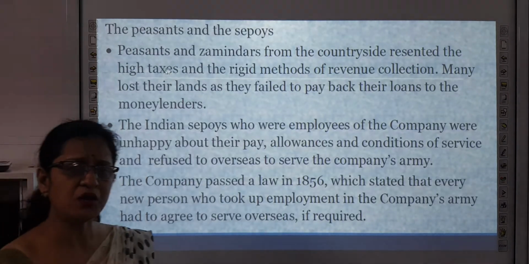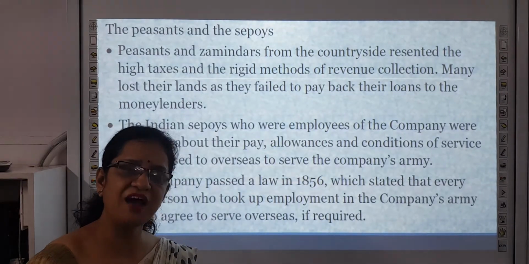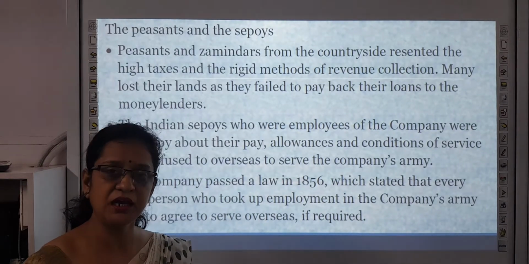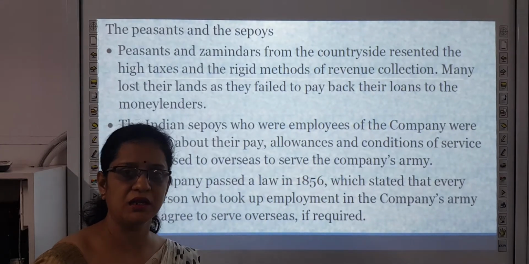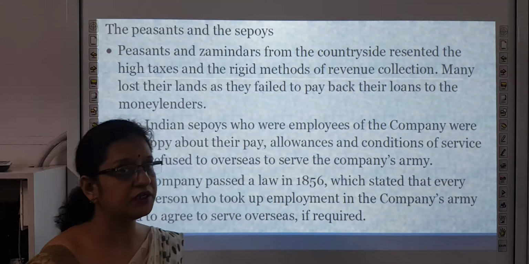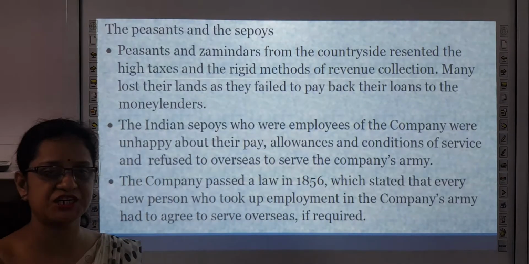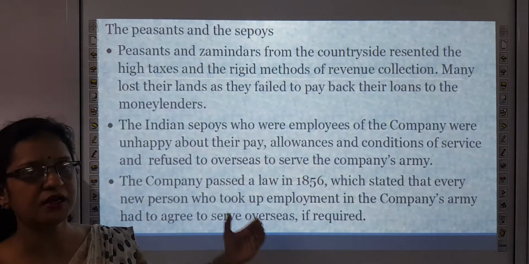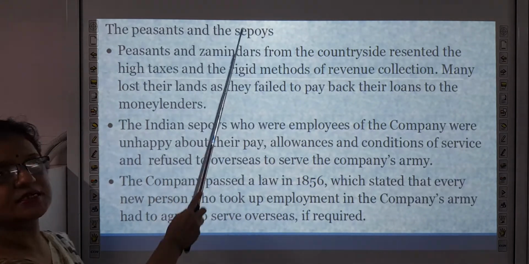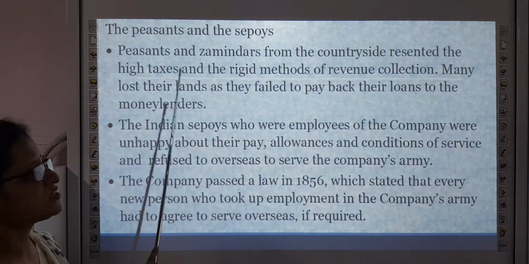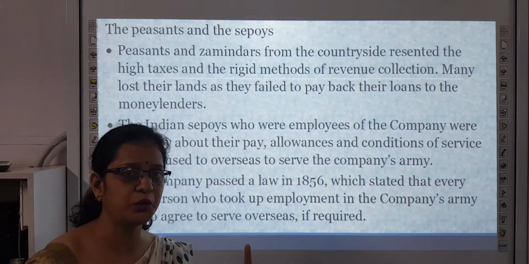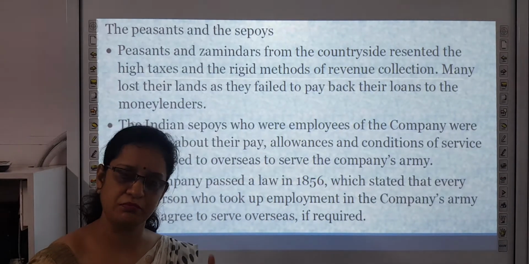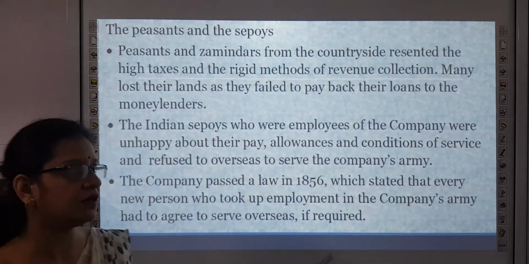Students, now it spread among the common people. Everybody suffered from that. They tried to revolt. How the different sections of society suffered from that, including peasants and the sepoys. Peasants suffered a lot, as I told you during the indigo plantation time. Maybe you remember that.